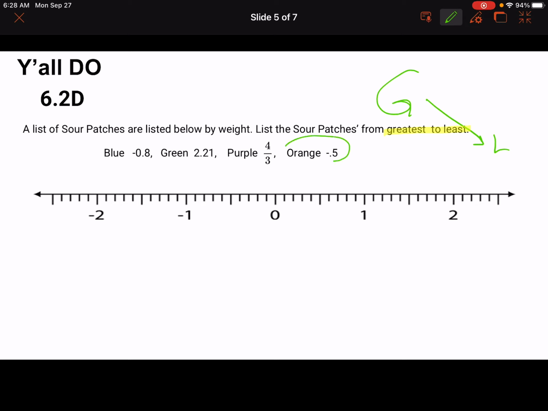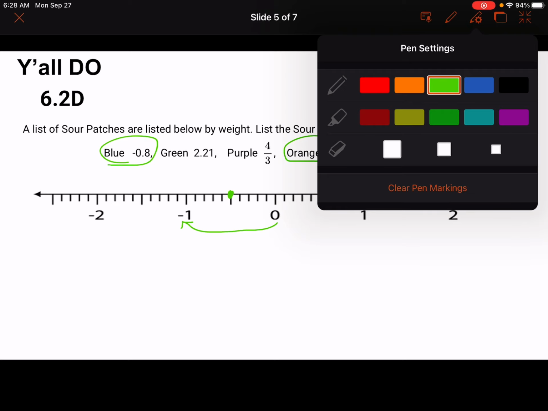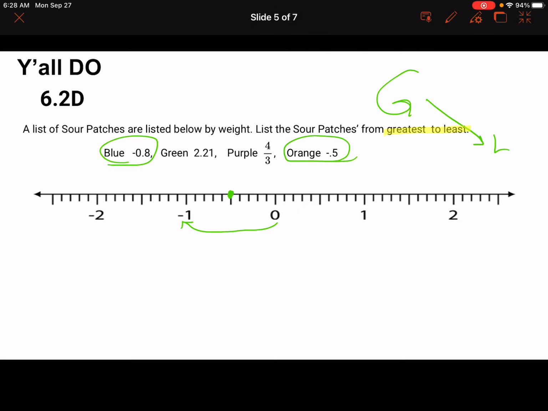So I'm going to circle my negative integers again. And it looks like we're counting the same way. Each one worth 1/10. This one I know is going to be orange, because it's negative 5/10. And blue is 6/10, 7/10, 8/10 right here. So I know blue, or negative 8/10, will be the smallest one.